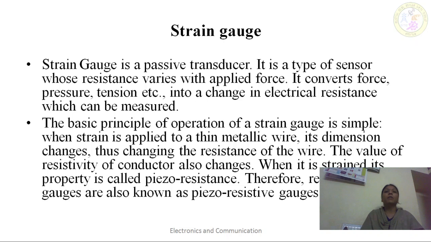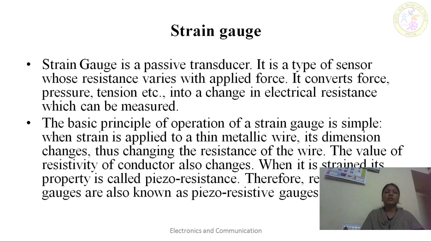Strain gauge is a passive transducer. In the previous session, I told you about passive transducers and also about resistive transducers. It is a type of sensor whose resistance varies with applied force. It converts force, pressure, tension, etc. into a change in electrical resistance which can be measured.